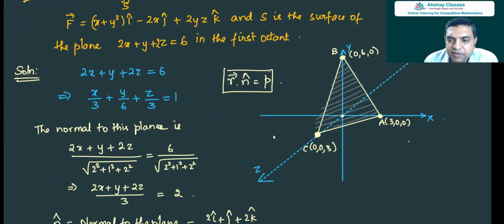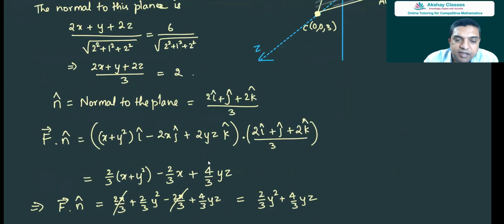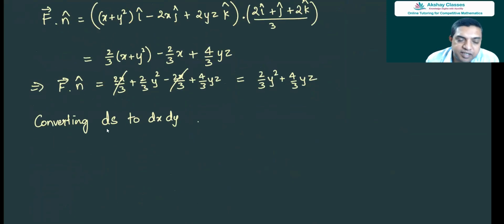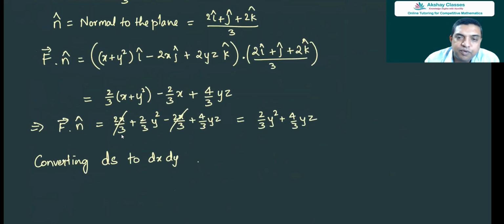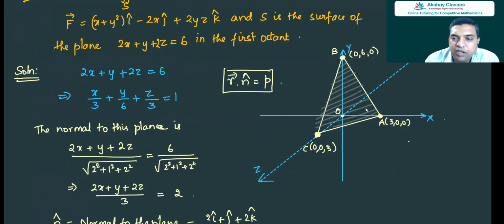What is dx dy? This is OAB in the xy plane. All right, so I'm taking the projection of this entire shaded area on the xy plane. That will be OAB. So converting ds to this, I have to dot it to convert that area. I have to dot ds with k.